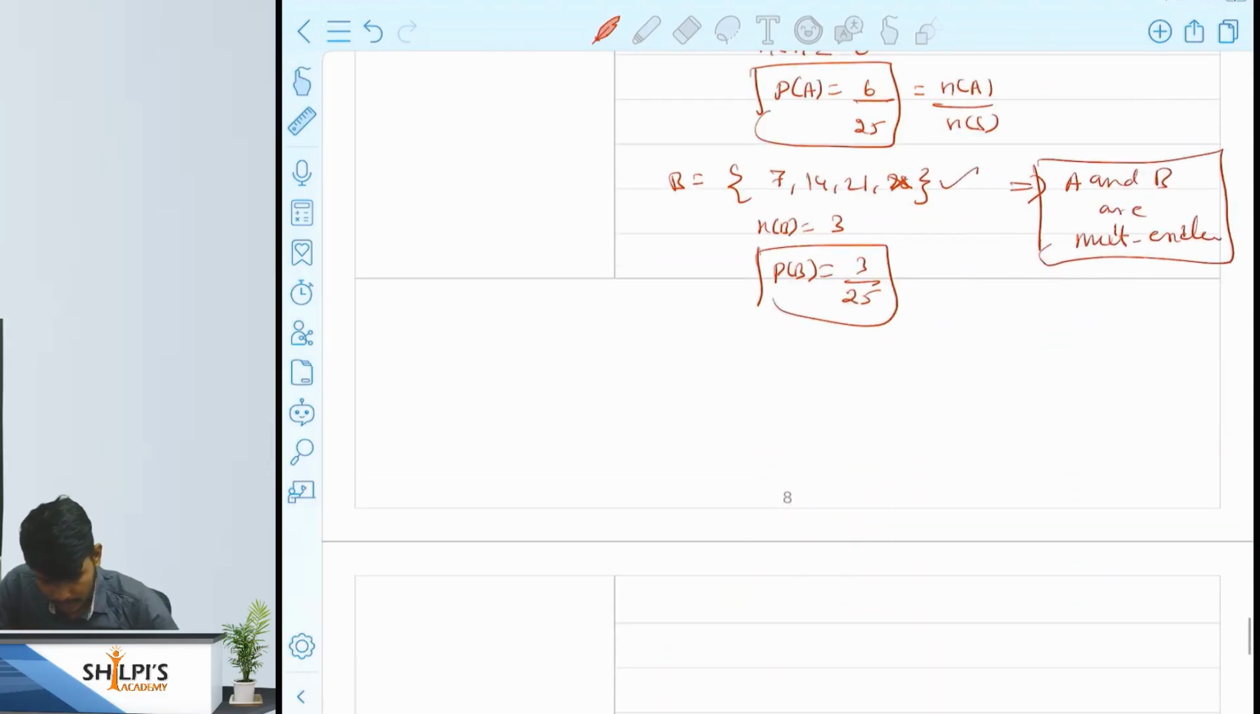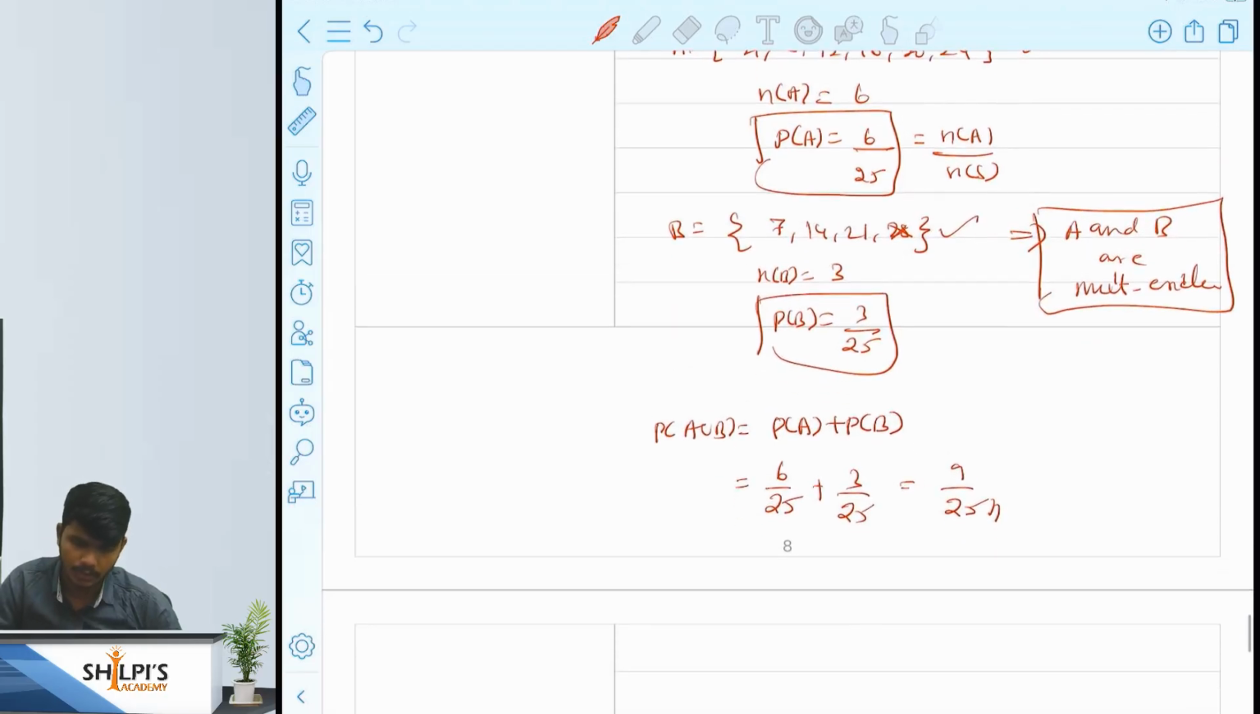What is the addition theorem? P of A union B is equal to P of A plus P of B. So simply substituting the values, I will get 9 by 25. That's all. This is how we will solve the problem.